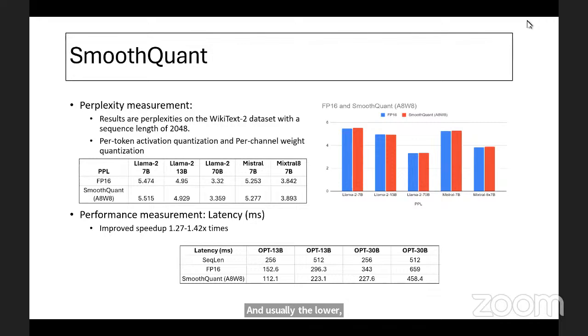So we are comparing with FP16 and seeing how the quantized SmoothQuant model with 8-bit quantization for weights and activations performs. And we also see better latency, that is faster response time for some of these OPT models.